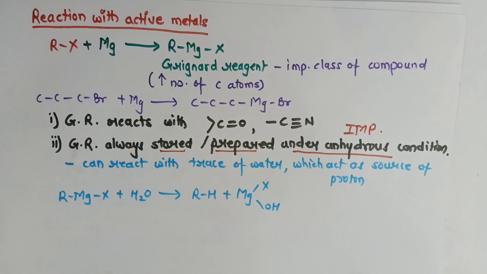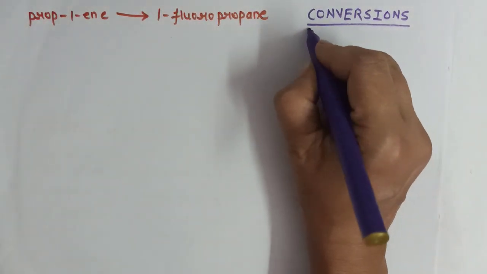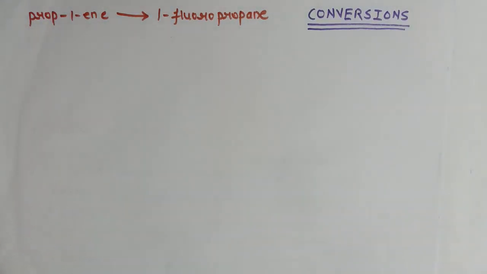So this was about the chemical properties of haloalkanes. Based on all this, today I will teach you some important conversions. Conversions is a very important question of your board exams. Two conversions or more than that are sure questions of your board exams.